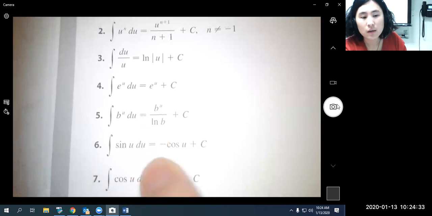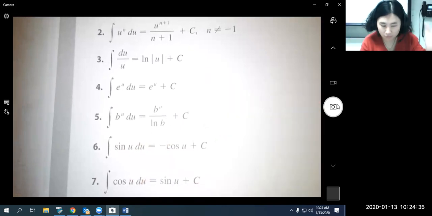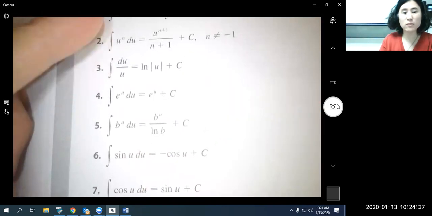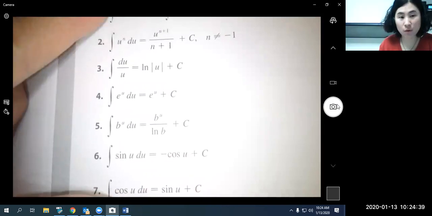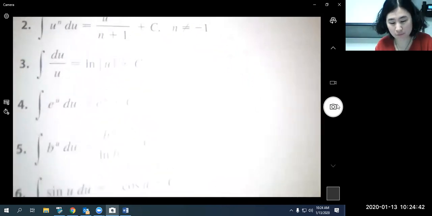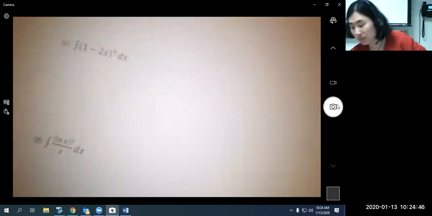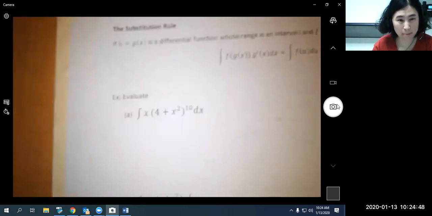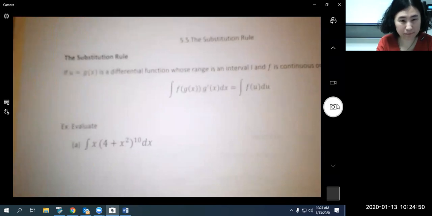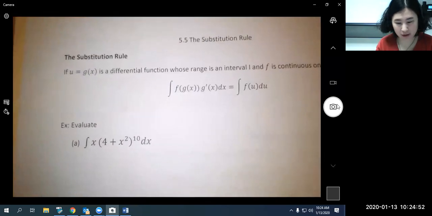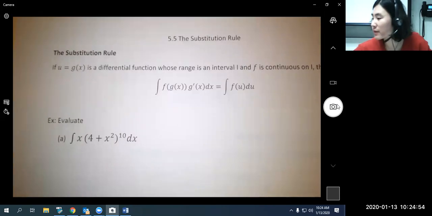I want you to review both the derivatives and the integrals, those basic things, before section 5.5. If you don't have time in class to review, I would strongly suggest you review that old knowledge we learned before after class. So now we have enough background. And in chapter 5, we'll only do section 5.5.